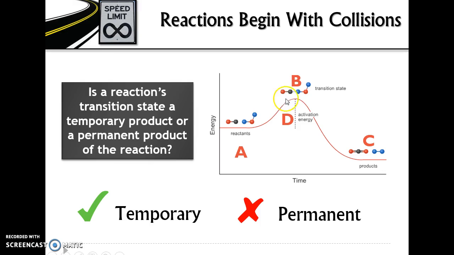So here's the answer to the previous question: A, reactants; B, transition state; C, products; D, activation energy. This transition state that we form is very temporary. It'll sometimes only last maybe a millisecond, if that. Probably not even that. It's so quick.